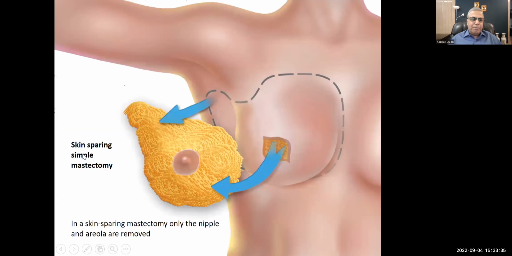Right, so this is simple mastectomy. And what you do is that you remove the whole breast tissue, the areola and the ducts and everything. Yes, the alveolar tissue, the lobules of the breast, and you remove the nipple as well. And you leave behind the skin, because later on you can reconstruct the breast with some implants. So that will not look very bad cosmetically. So this is known as simple mastectomy.